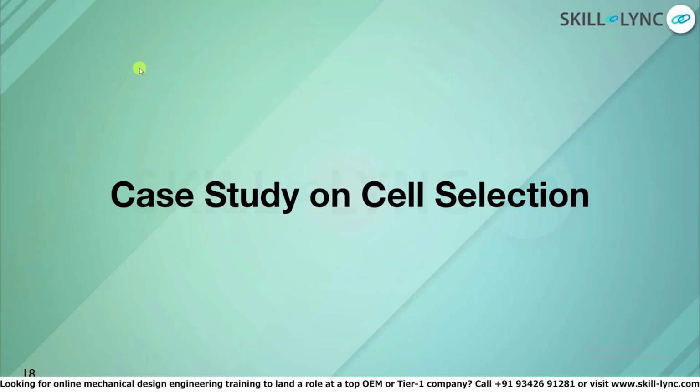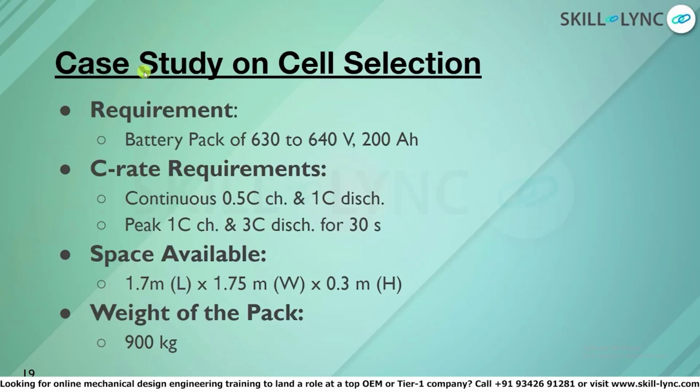We have a case study example on how the cell has to be selected, how it has to be derived from the specification of the battery pack. Without a specification of a battery pack, you cannot choose a cell. So it's important to understand the specification of the battery pack very well. Now we'll understand the case study for cell selection.